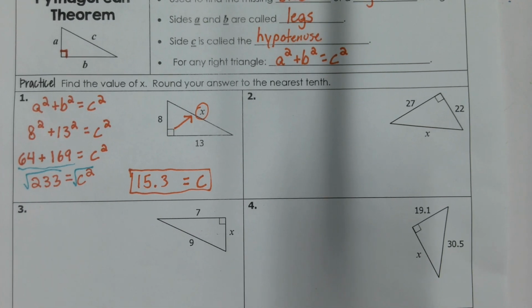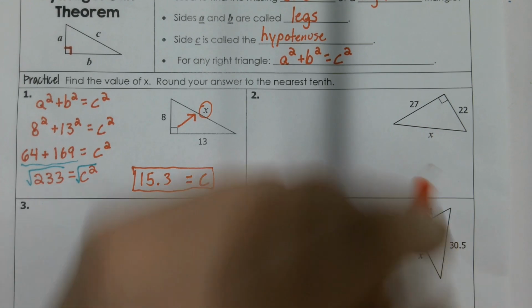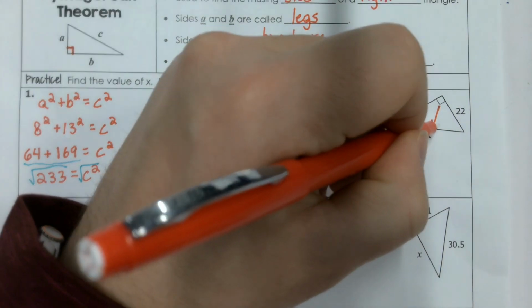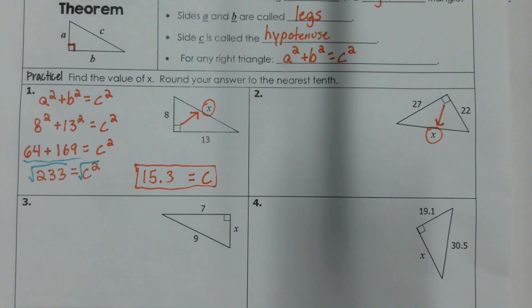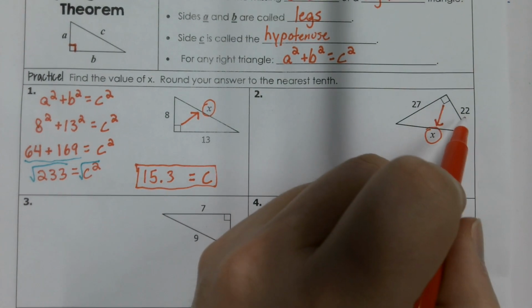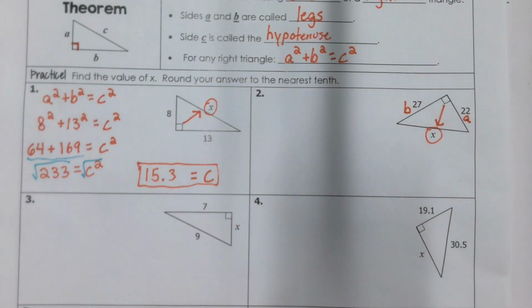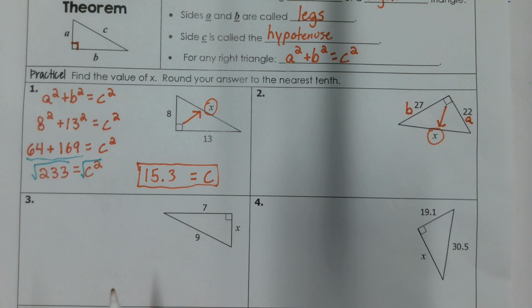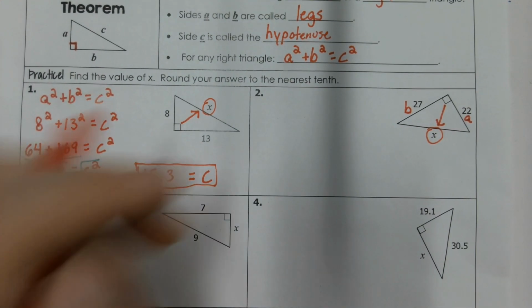So let's take a look at number 2. Here, we have a differently oriented triangle. But again, if I look opposite of my right angle, my hypotenuse is the side I'm trying to find. So here, 22 is a leg, and 27 is also a leg. Again, it does not matter which one's which. I could flip them if I want to.